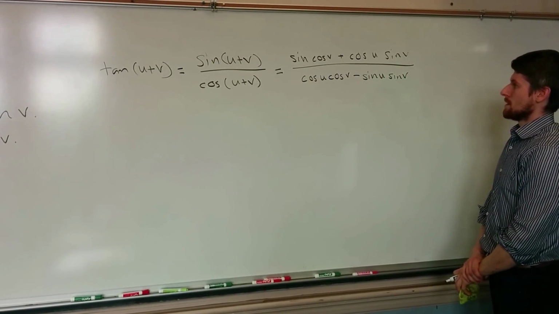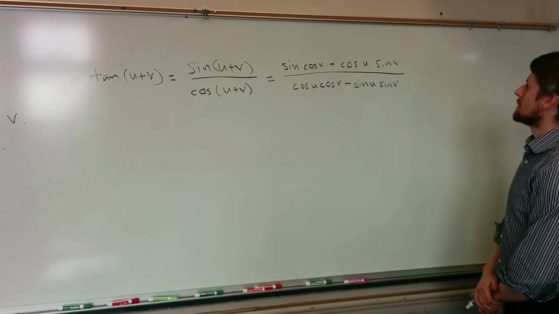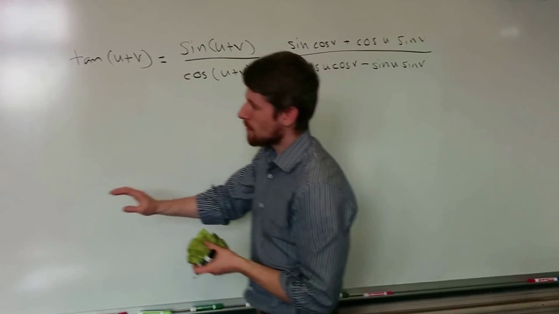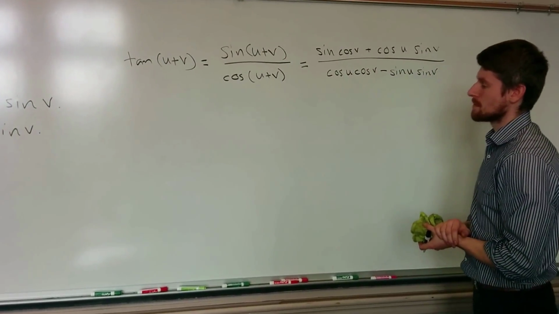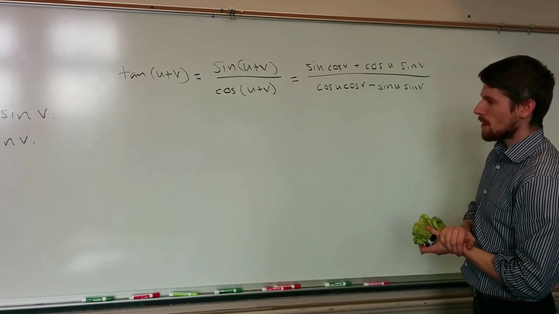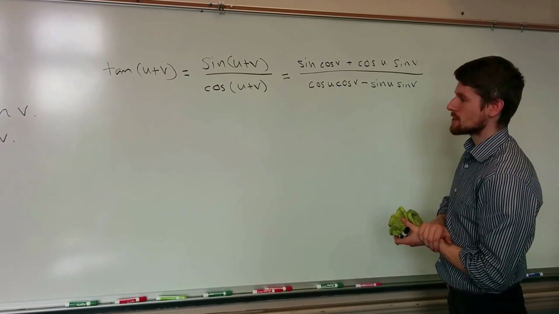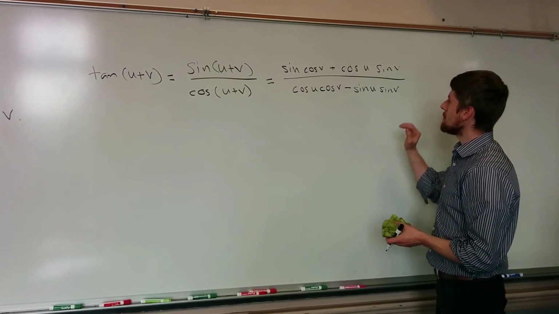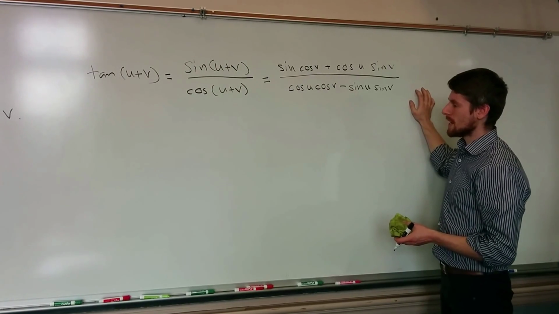Okay. And we stare at this and we say, well, I don't see any tangents. So how could I get tangents out of this? Because I want my answer to have tangents in it. So let's see. Looking at the answer, I see that I have a 1 in my denominator, and the other part of my denominator has tangents in it. Well, I know tangent is sine divided by cosine. So maybe if I divide everything by cosine, I can get tangents to appear.